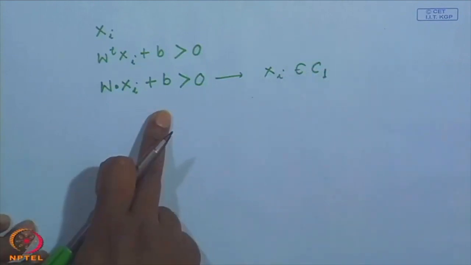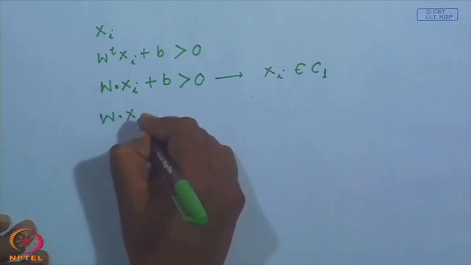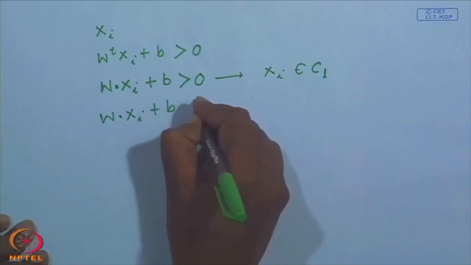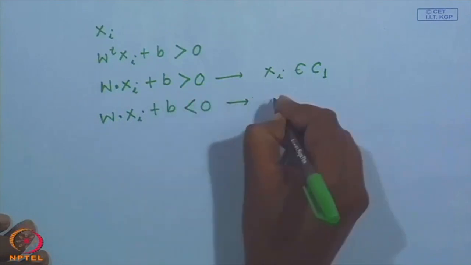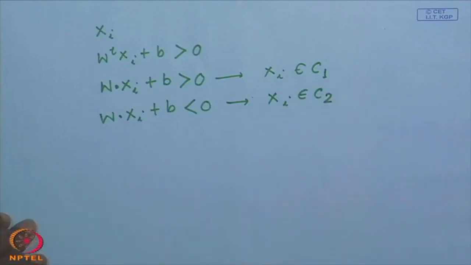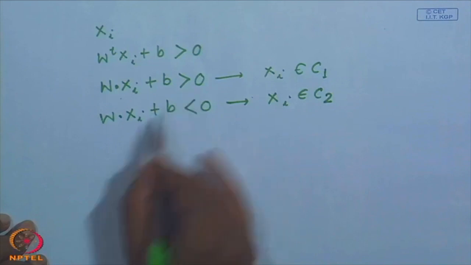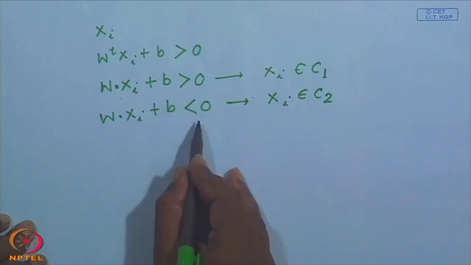If x_i belongs to class C2, then I have the situation where W transpose x_i plus b has to be less than 0. So, for class C1, W transpose x_i plus b will be positive, and for class C2, W transpose x_i plus b will be negative.